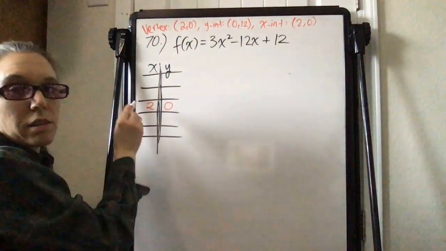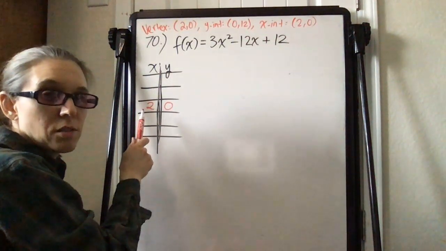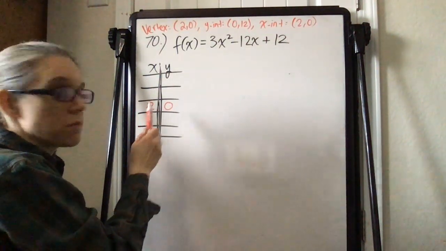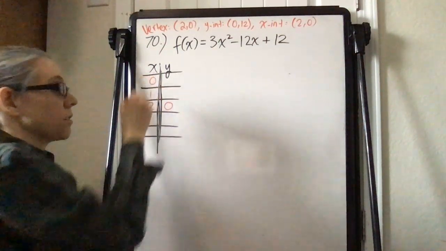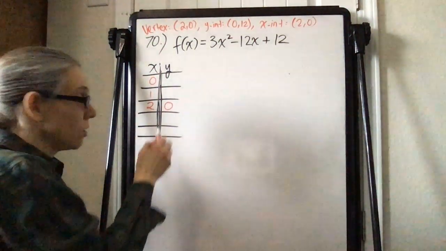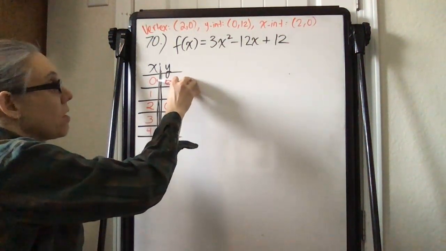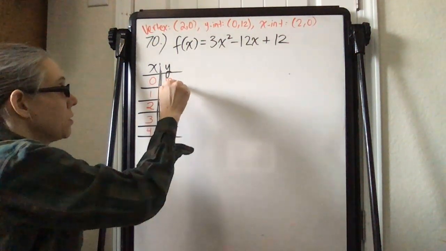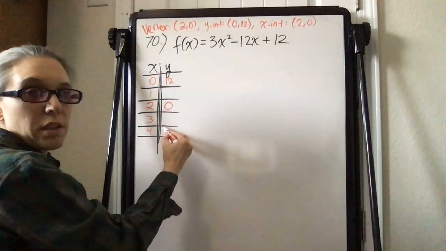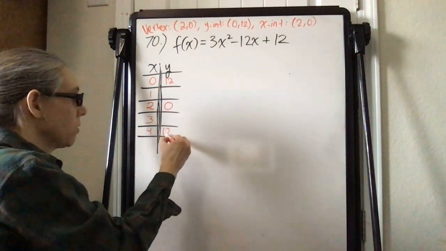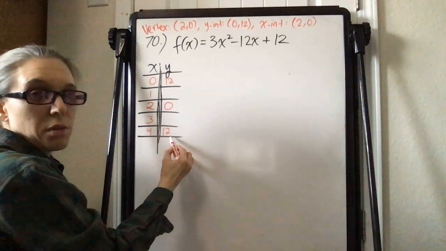And then I want to go to the left of 2 and to the right of 2 on the number line. To the left of 2 is 1, 0. To the right of 2 is 3, 4. I already know that this point is 0, 12. So by symmetry, this point over here is also going to be 12. So this is 4, 12.